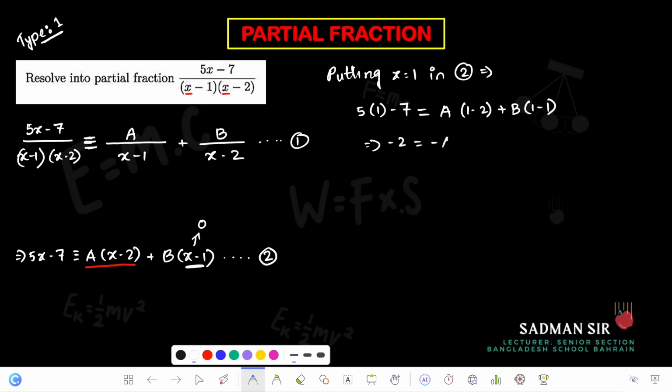Minus 1 into a is minus a. And you know that it will be 0 into b. So b is eliminated. We don't need to write it anymore. So cancelling minus from both sides, we can write a is equal to 2. There we go. We have the value of a already.